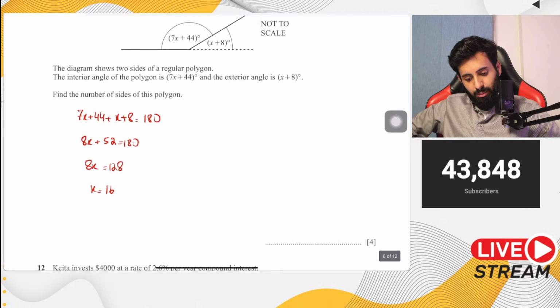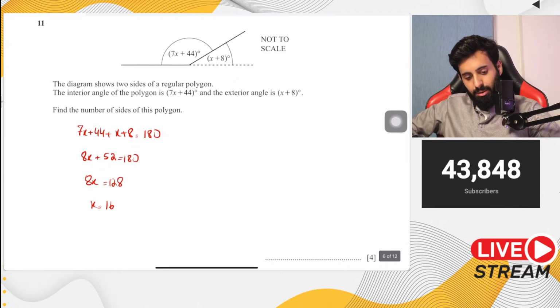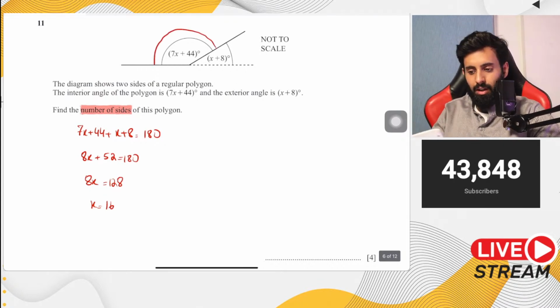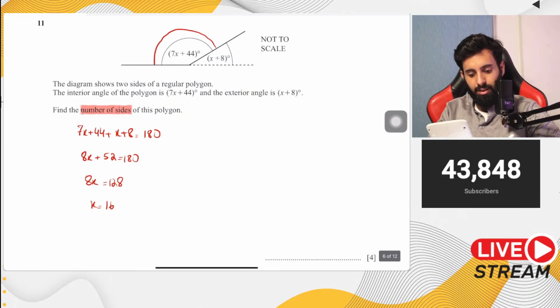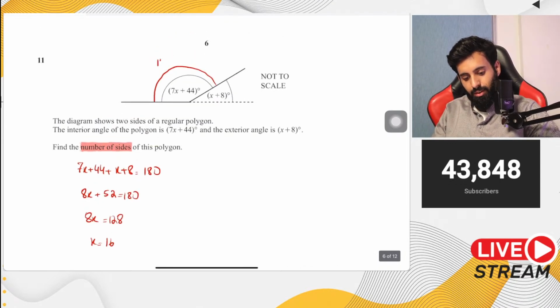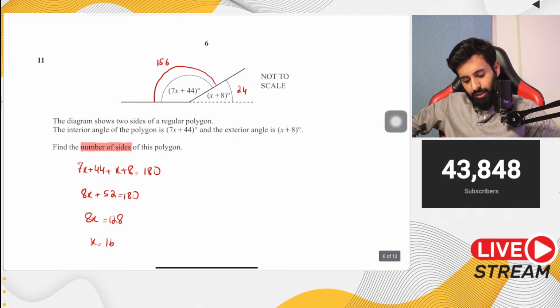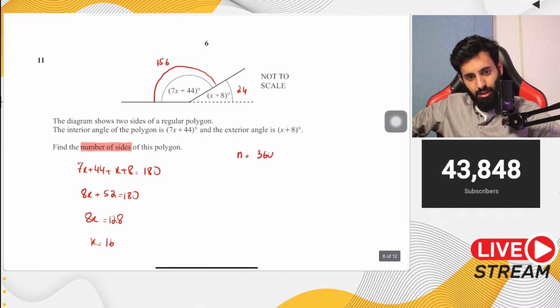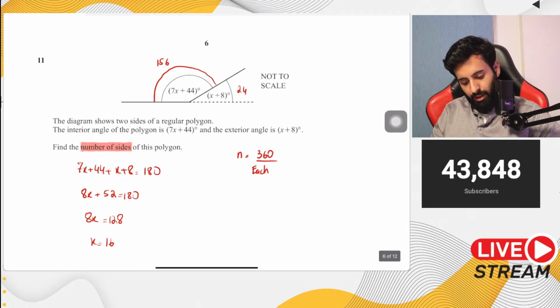What we'll do now is, with the help of 16, find the number of sides, because that's what you have to find. You can either use the interior angle. Now that we have the value of x, we can find the interior angle: 7 into 16 plus 44, so that's 156. Or we can do 180 minus 156 and get the exterior angle, 24. I'm going to use the exterior angle formula, n equals 360 divided by each exterior angle, because this has fewer calculations.